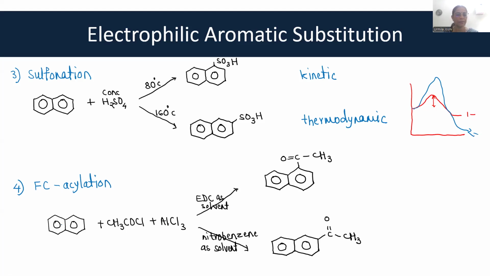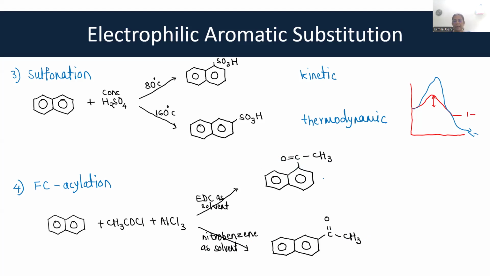Next reaction is Friedel-Crafts acylation. Here again, two different solvents give two different products. When naphthalene is treated with acetyl chloride in presence of AlCl3, if you use ethylene dichloride as a solvent, the substitution occurs at position 1. Okay, a ketone, an acyl group, is attached to position 1. Whereas if you use nitrobenzene as a solvent, then you get a 2-substituted naphthalene.